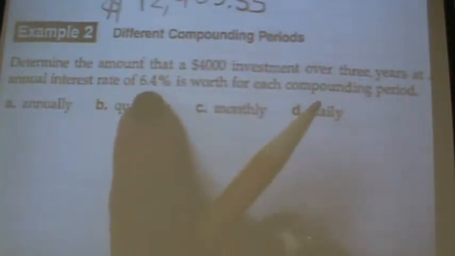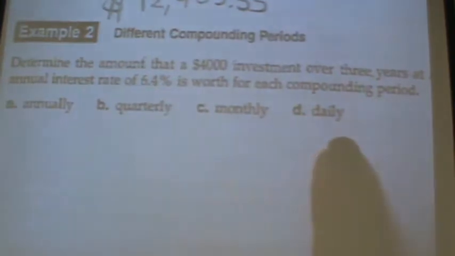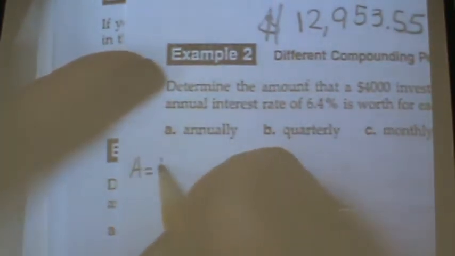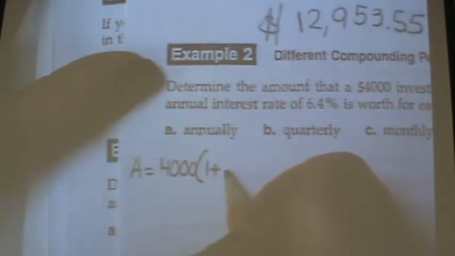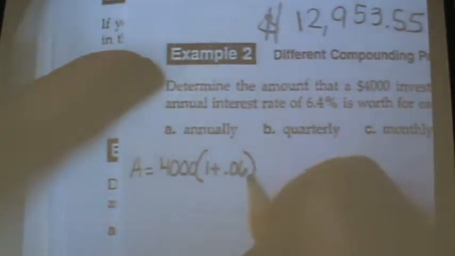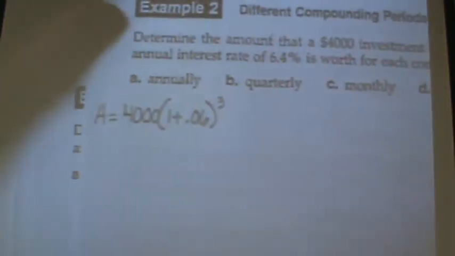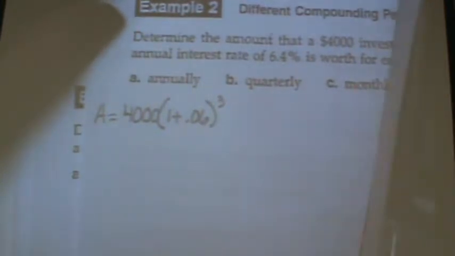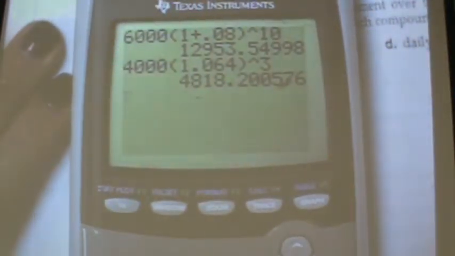So for this next example, it says, what if we have $4,000 and we're investing it 3 years at 6.4%? I want you to see if you can answer these 4 questions for me. What would it be annually? And just write it out like this. So $4,000 times, oh, it's 6.4%, so it's 0.064, my bad. 1.064 and raise it to 3 years. Did you get $4,818.20? Yes or no?